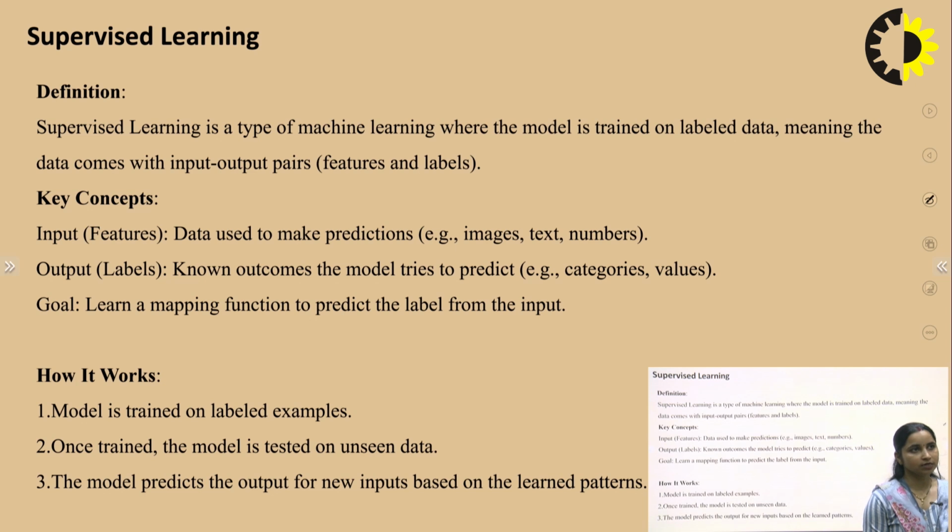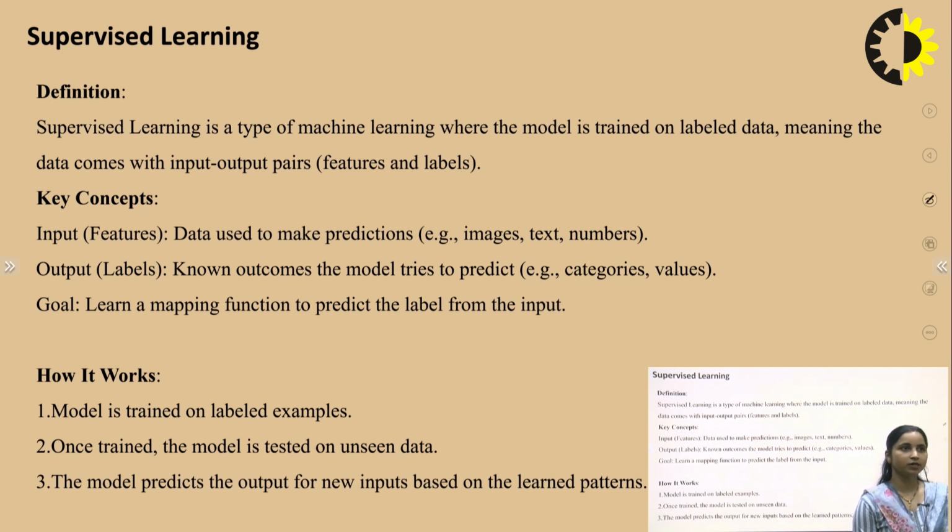So what are the key concepts of supervised learning? We will have inputs. Inputs may be in the form of features, and outputs will be in the form of labels only, and the goal will be the mapping function, or the prediction.